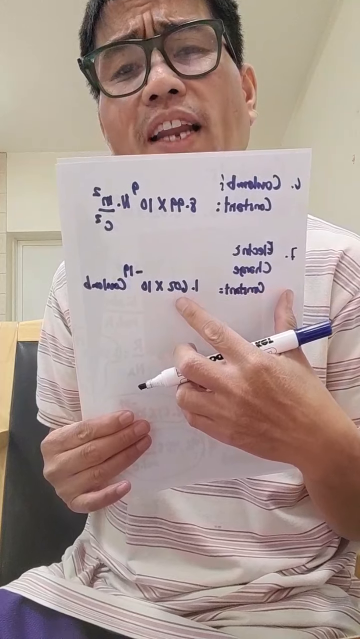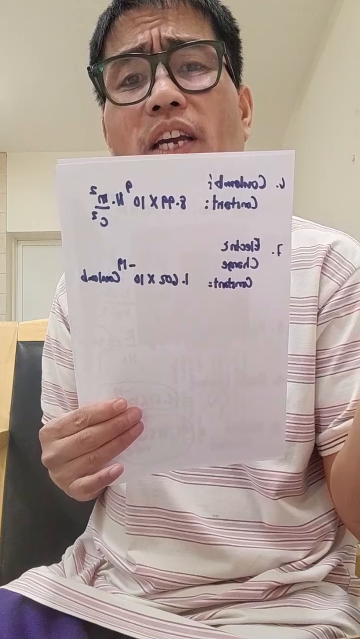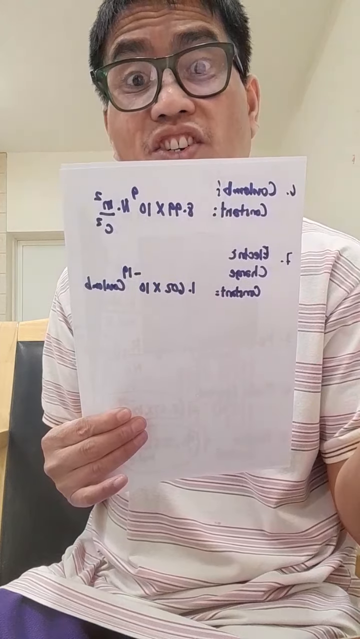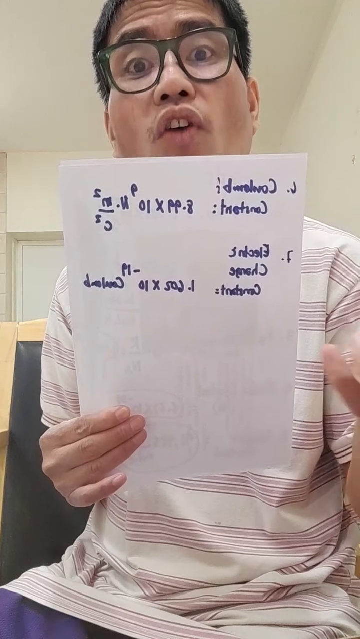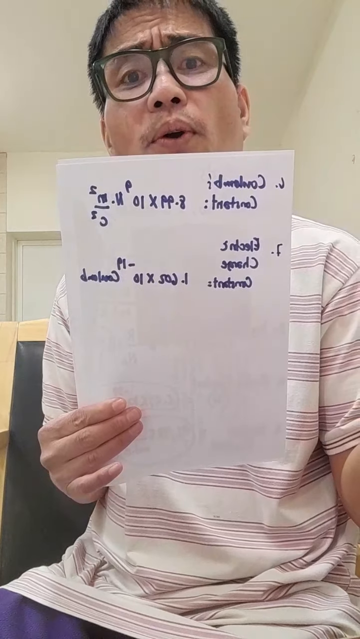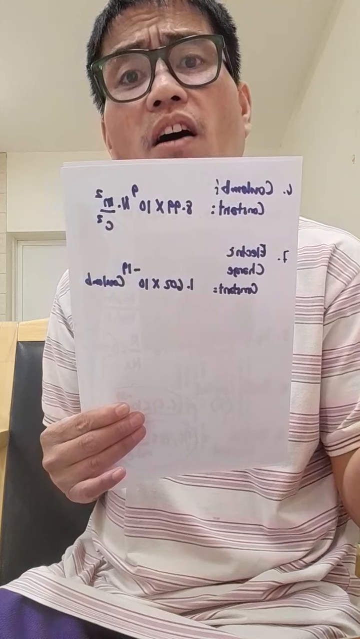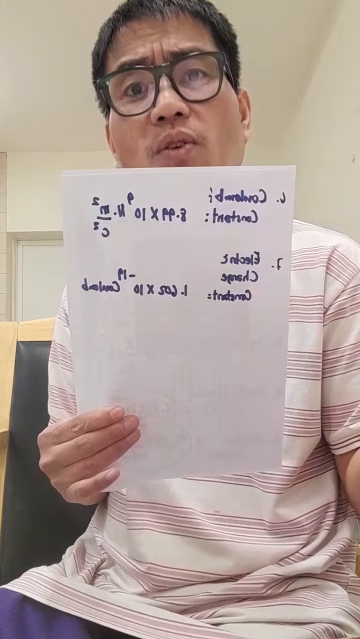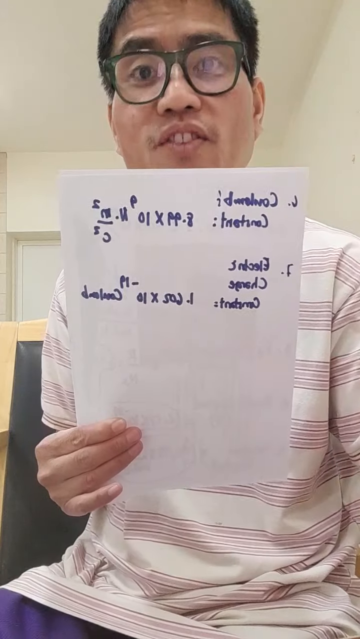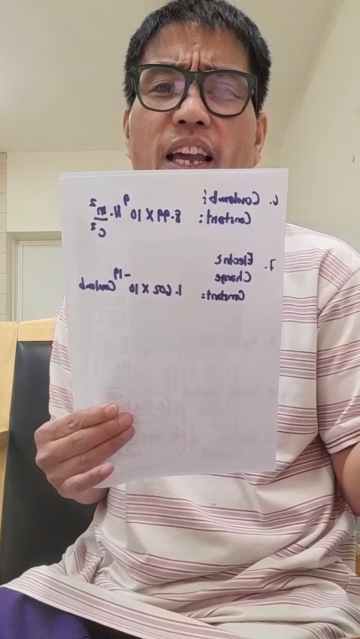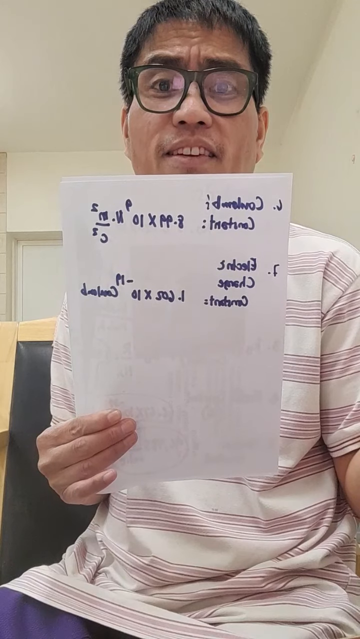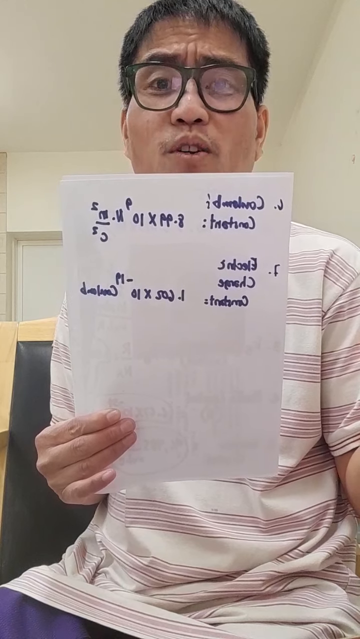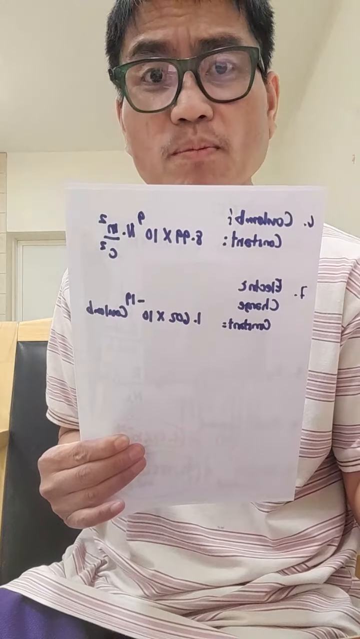So we will use the value of current, which is equal to the electric charge over the time. So that is coulomb per second. Meaning to say 1 ampere is equal to 1 coulomb per second. And 1 ampere times 1 second is equal to 1 coulomb, something like that.